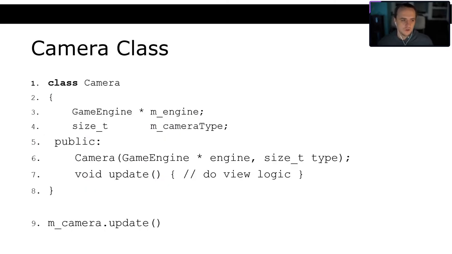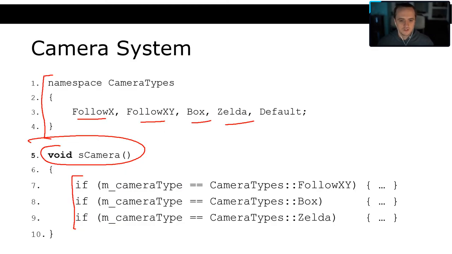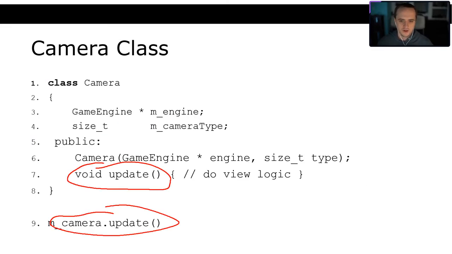Or what you could do is create a camera class which has a reference to the game engine and has the camera type, and then we could have an update function inside the camera class, and we call camera.update on every frame. This would be more of the object-oriented programming way of doing it. So what we're going to do is do it this way, with the ECS systems way in assignment 4.